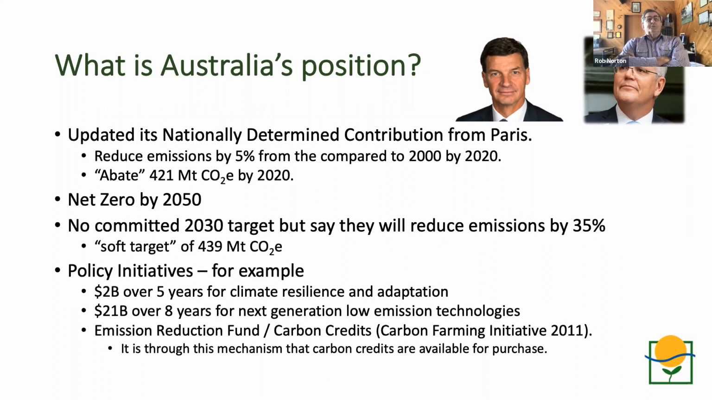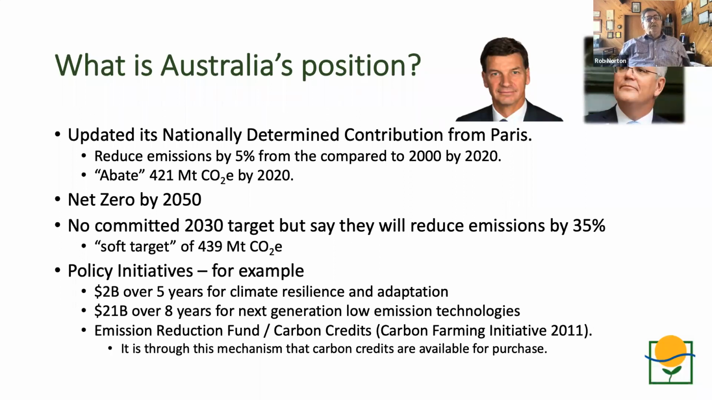They said that they would reduce emissions by 5% compared to 2000 to 2020, and that by 2020 they would have abated, that means reduced carbon emissions, by 4 million tonnes, and that they agreed that they would get to net zero, that is, that the carbon emissions would equal the carbon acquisitions, by 2050. But they didn't say, and they wouldn't commit to what their target was, other than saying that, yes, we will reduce emissions by 35%.